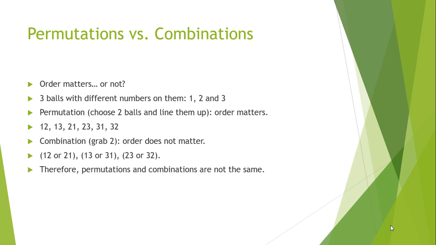Now let's look at combination. Let's say we grab 2 balls from the 3 and order does not matter. So if we grab balls number 1 and number 2 or number 2 and number 1, we look at them as the same. So we can have 3 combinations in this case: 1, 2 or 2, 1; 1, 3 or 3, 1; or 2, 3 or 3, 2. Therefore, permutations and combinations are not the same. So this is a basic idea about permutations and combinations.